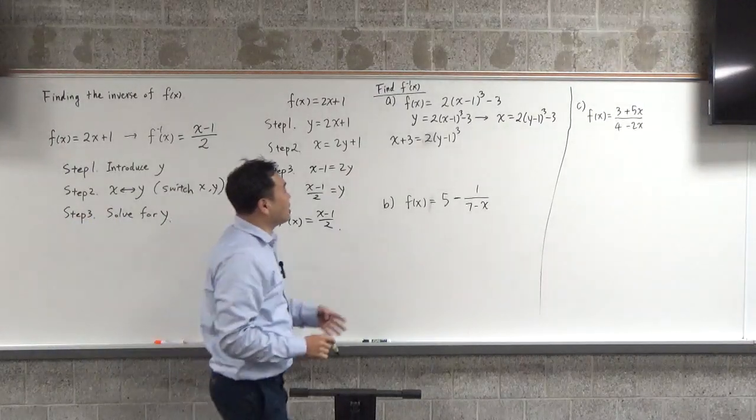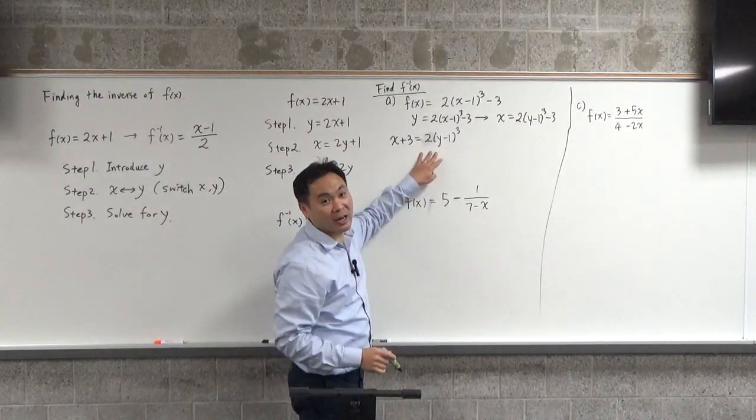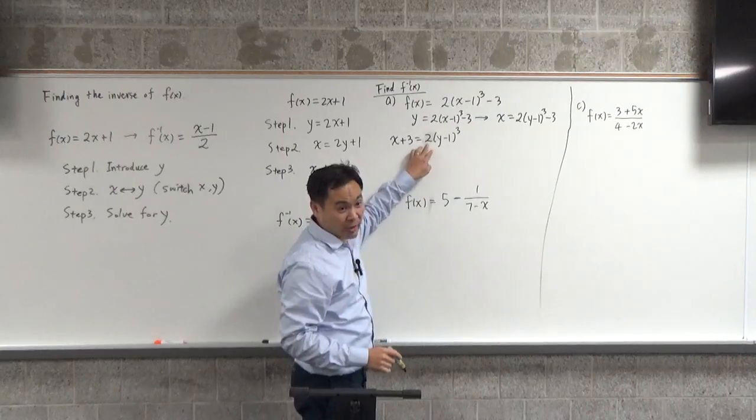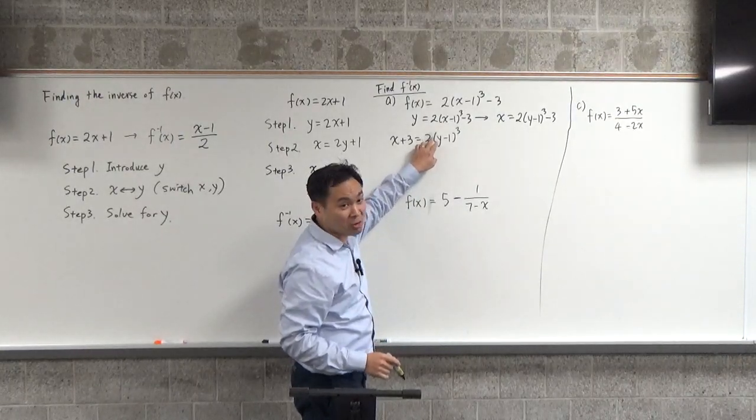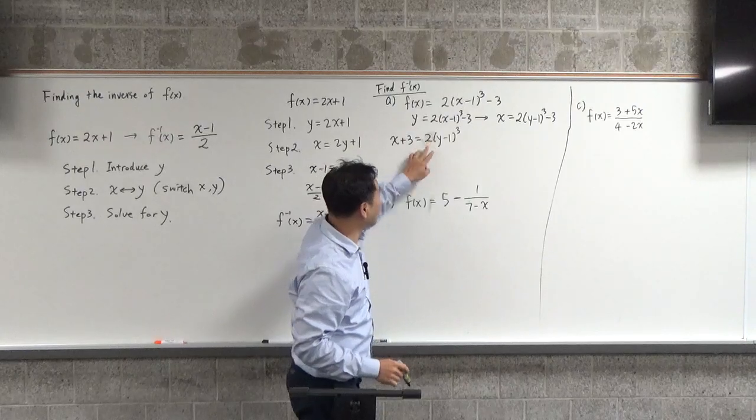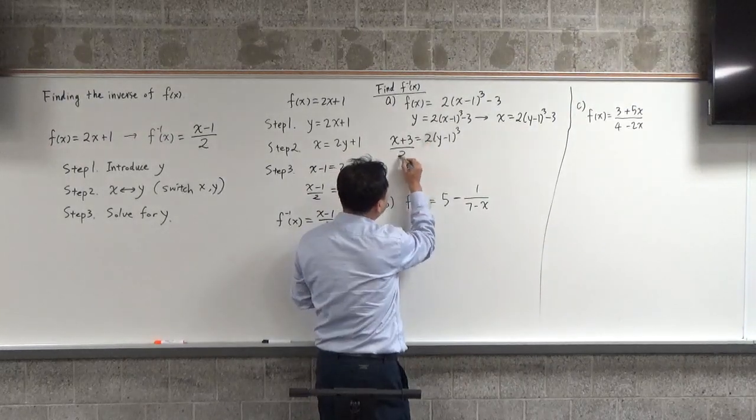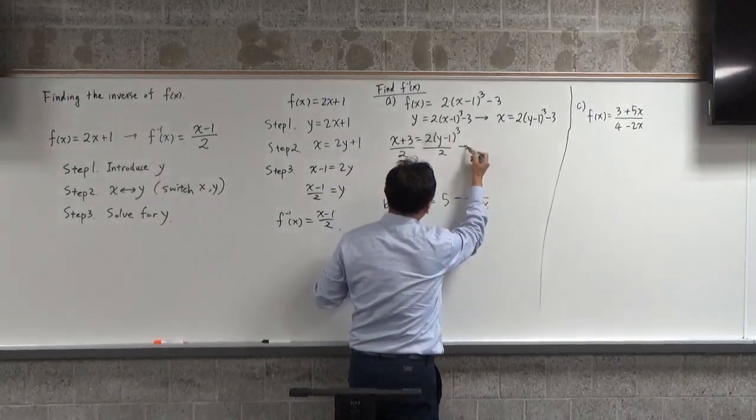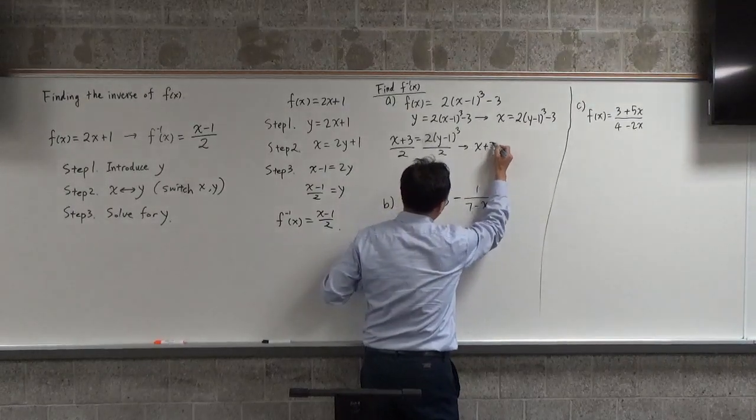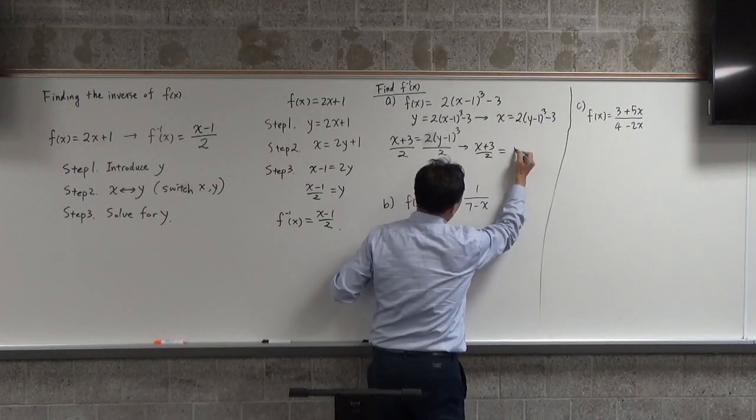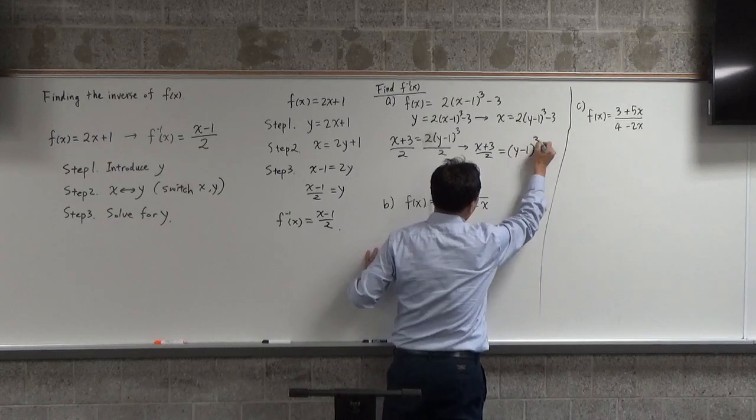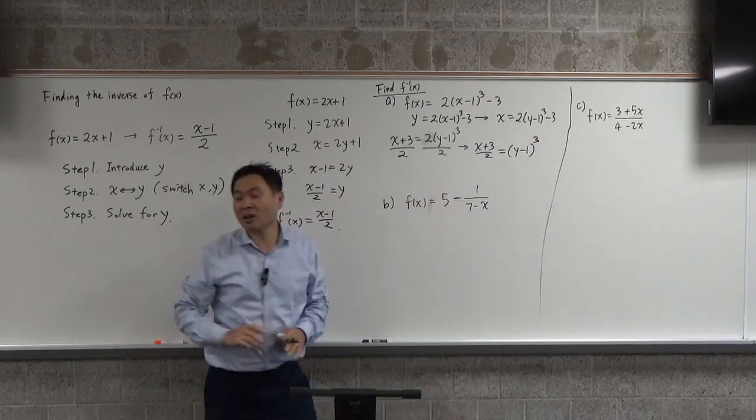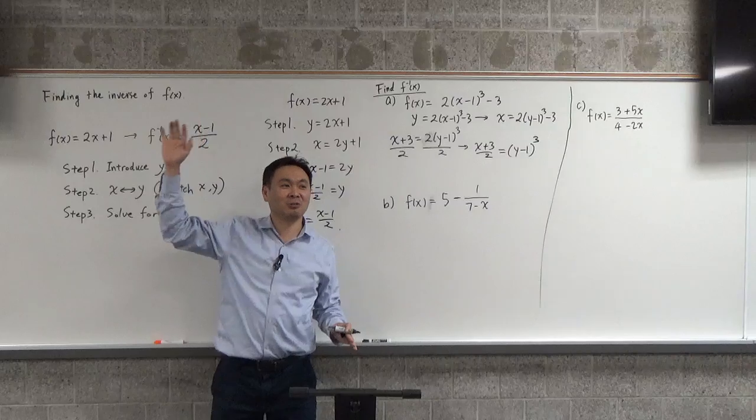Okay. All right. Now what has to go away? The 2 has to go away, right? Because that's multiplied last, so that should be divided. So we're going to divide both sides by 2, and that's going to give us (x plus 3) over 2 equals (y minus 1) cubed. How many of you got up to here? Oh, fewer people.